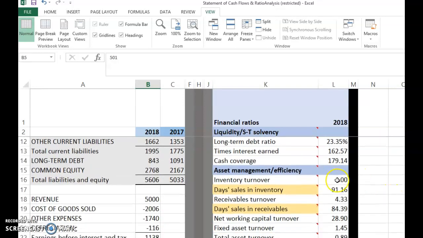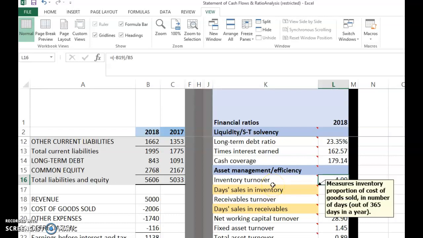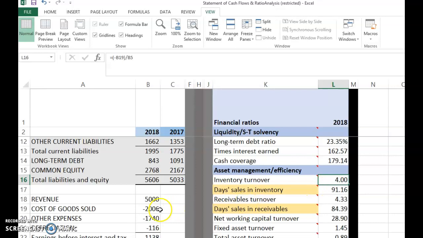This is 4 times, roughly 4 times. Now what does that reflect? What is the interpretation of this number? This 4 indicates that the inventory is turned over 4 times to attain the cost of goods sold. Because note this, the cost of goods sold is 2006.